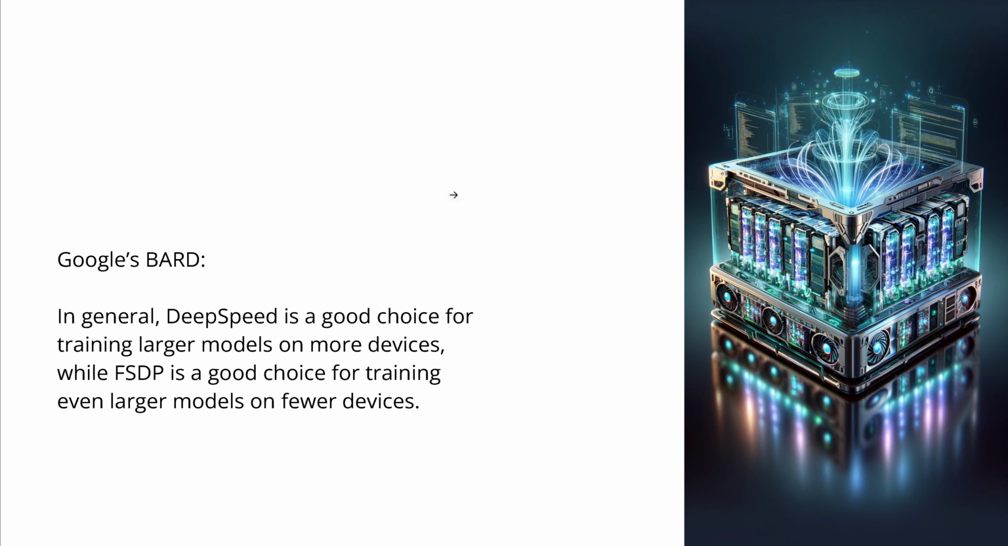Now, I'm not an expert on when to use DeepSpeed and when to use FSDP. So I asked Google Bard, and Bard told me, hey, DeepSpeed is a good choice for training larger models on more devices, on more GPUs, while FSDP is a good choice for training even larger models on fewer devices. Now, if you are an expert and you work with DeepSpeed and FSDP on a regular basis, please leave us a comment in the description of this video. Would you agree with what Google Bard tells us, or would you have other experiences? That would be great to have some feedback on this point. Great.